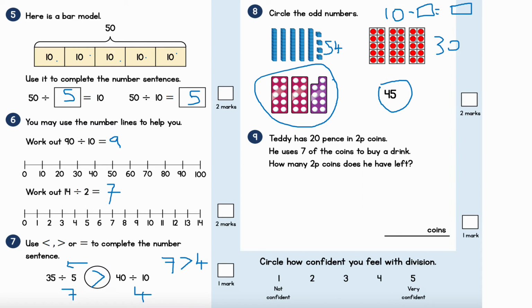Teddy has 20 pence in 2p coins. He uses 7 of the coins to buy a drink. How many 2 pence coins does he have left? Well, 20 pence divided by 2, so he's got 10 2p pieces, if that makes sense. So we've got 10 2 pence pieces.